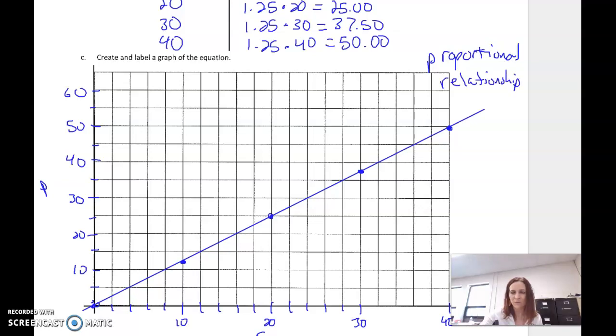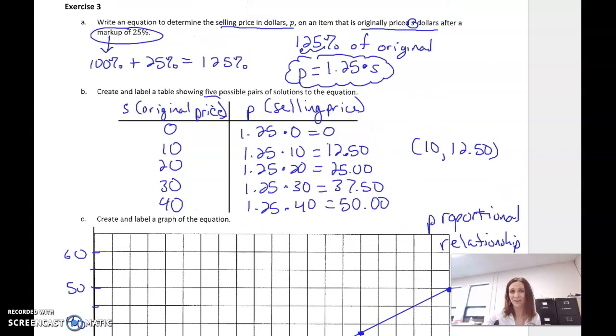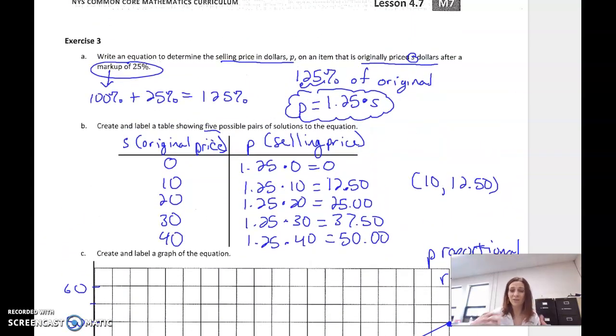And what we could do was we could look at here, if I said, hey, something is $32, we could see that the original price was 32, the selling price would be 40. All right, so keep in mind, be careful looking with our percents, knowing that markups mean we're going to add it to 100%, but markdowns we're going to subtract it.